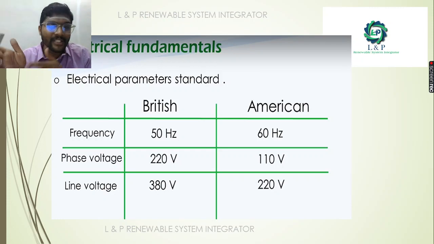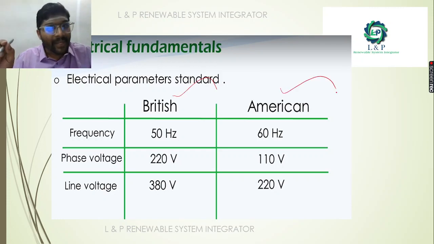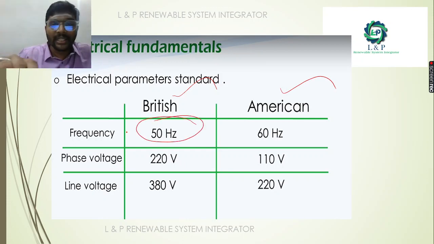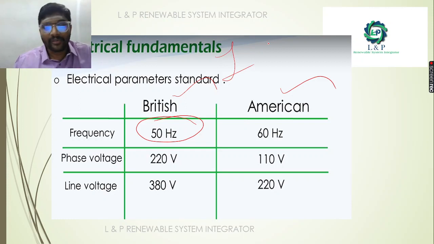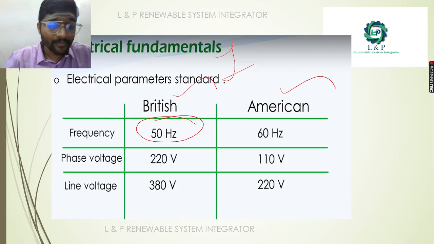Most importantly, we have two different categories mostly. Apart from these there are many categories, but still we have two: one is the British standards, the other is the American standards. According to the British standards, the frequency will be 50 Hz. In India, we follow the 50 Hz range. If you are in America, then you might be following a 60 Hz frequency.